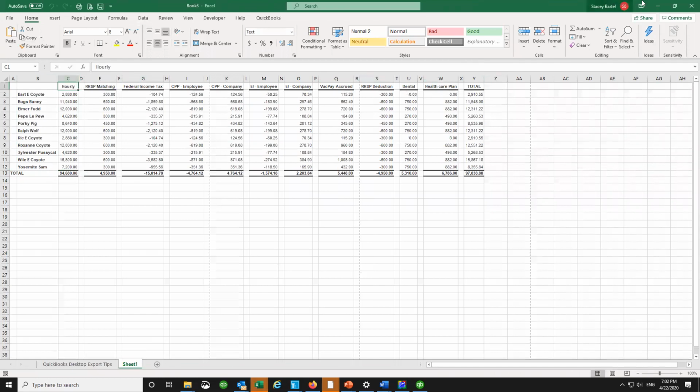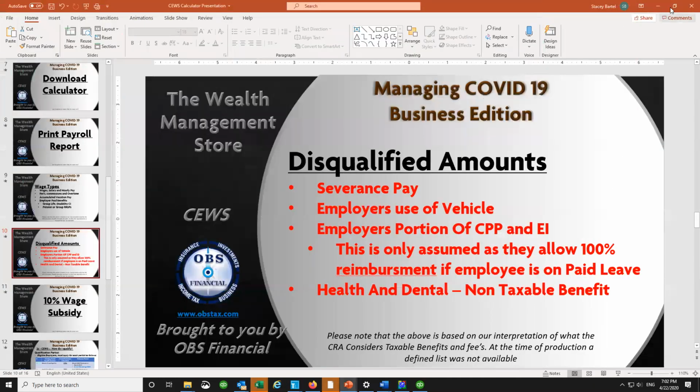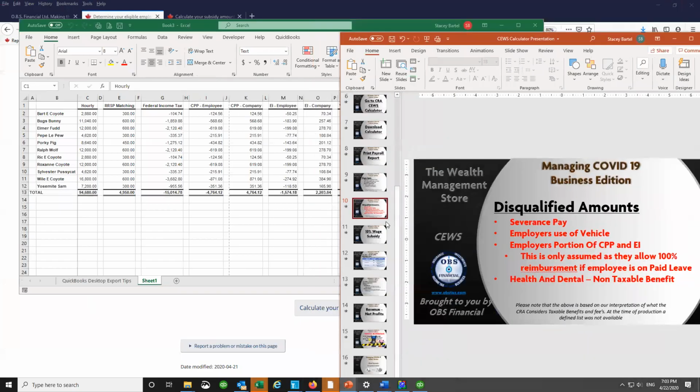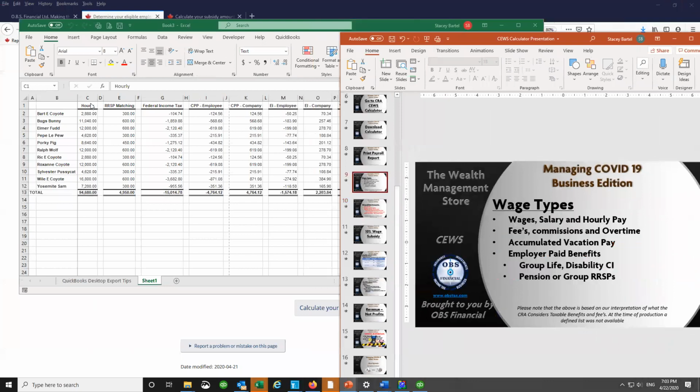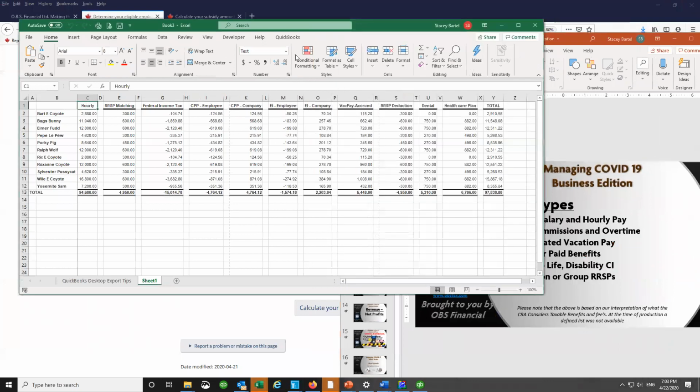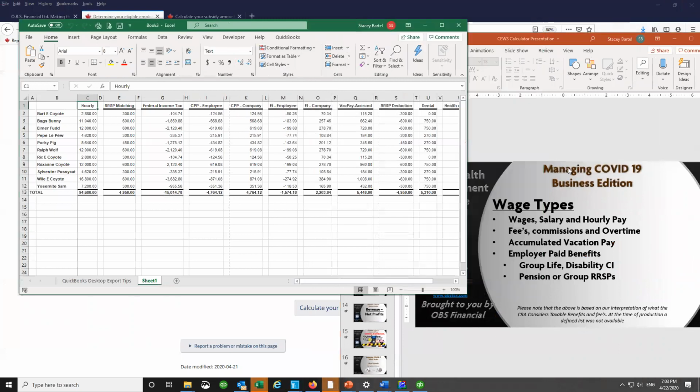Now, hourly pay, let's compare this back to our sheet here. So hourly pay, is that on that list? Yes, it is, so I'm going to highlight it yellow. RSP matching. This is the amount that the employer adds to the employee's pay for determining and making CPP and EI contributions. So we're going to add that as well. Federal income tax, CPP, both portions, EI, both portions, we said no.